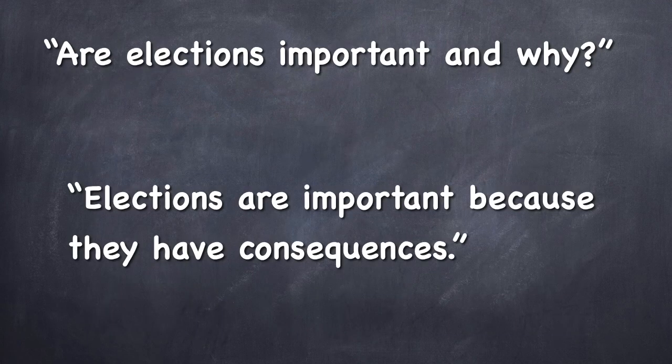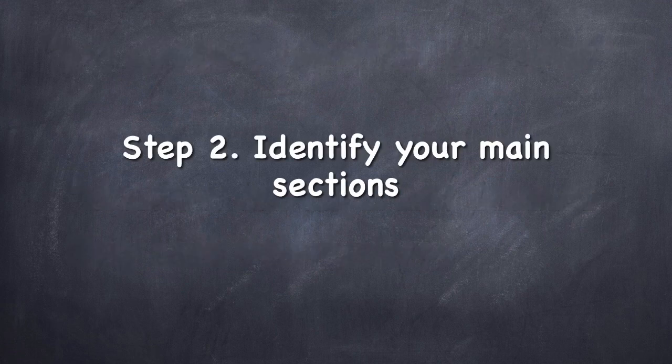Let's suppose that the thesis for which we want to outline our essay is, are elections important and why? And let's decide that elections are in fact important because they have consequences. So our main point is that elections are important because they have consequences. There you go. Now, step 2, identify your main sections.